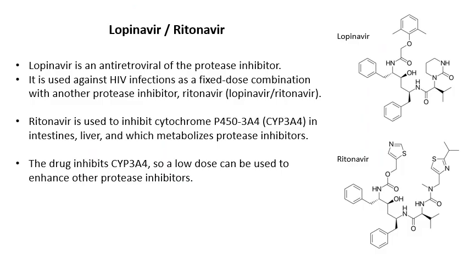Coming to Lopinavir and Ritonavir. These drugs are given in combination. Lopinavir is an antiretroviral protease inhibitor, normally an anti-HIV drug. Ritonavir is used to inhibit cytochrome P450 3A4 in the intestine and liver, which metabolizes the protease inhibitors. So this is the basic structure of Lopinavir and Ritonavir.